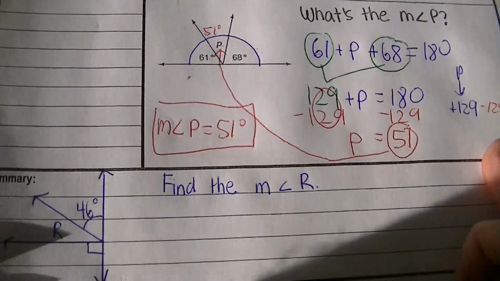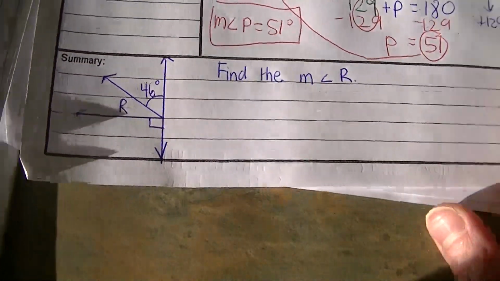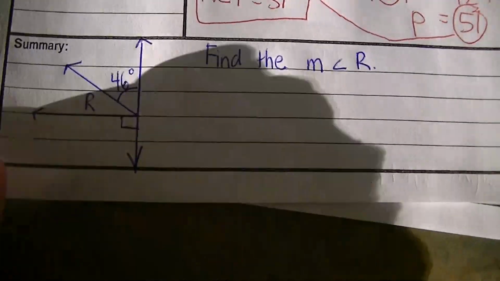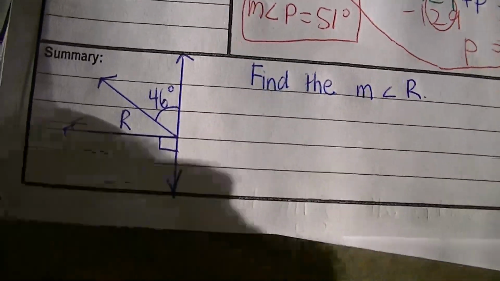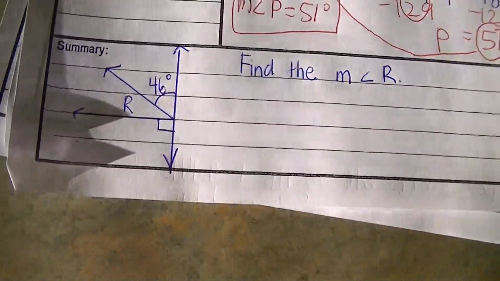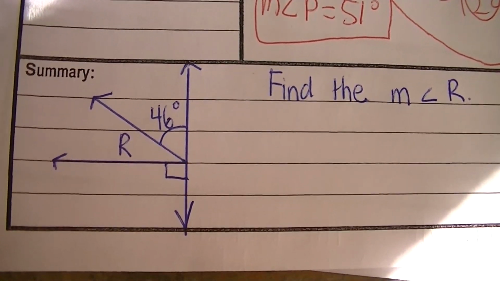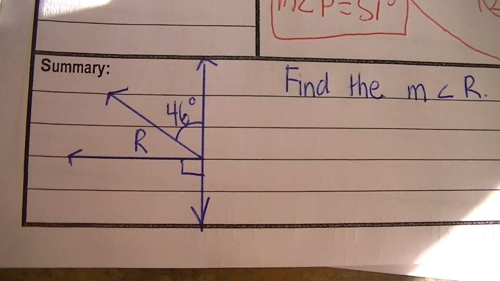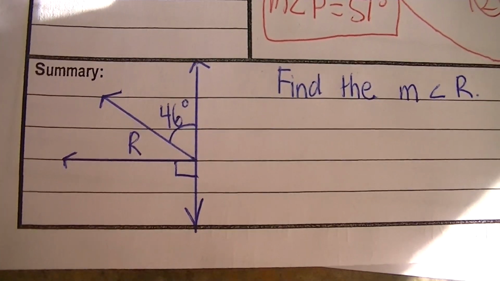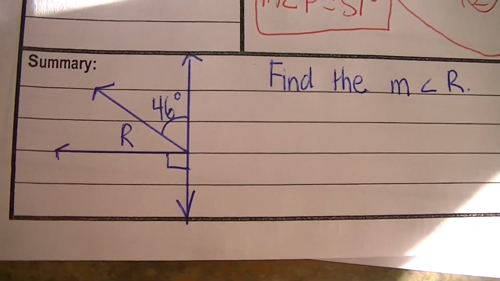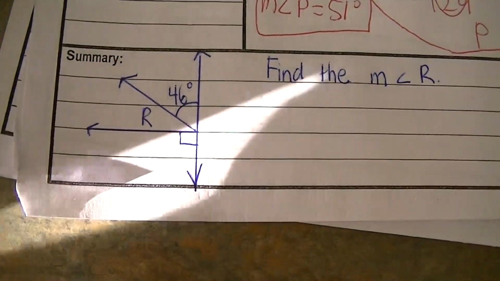For your summary, I want you to find the measurement of angle R. Sorry about the shadowing in here. There are your angles, and it's not drawn to scale, so if you took a protractor and measured it, it's probably not accurate. But if I gave you that information, you'll find the measurement of angle R. Now turn the page, please.